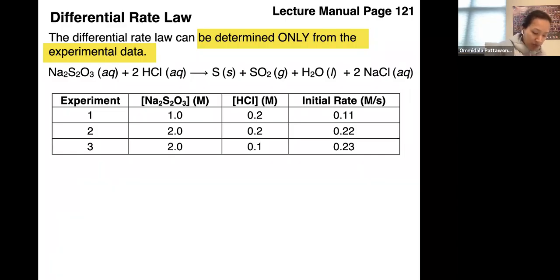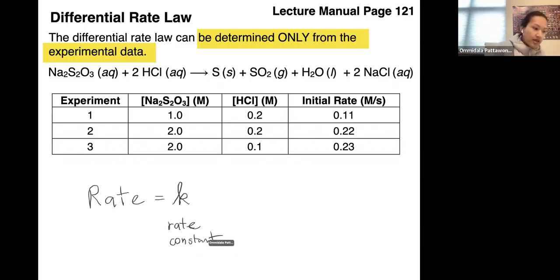The rate law expression always starts with the relationship between rate equal to the concentration, multiplied by a certain constant, K. This constant is the rate constant that I mentioned earlier in the previous lecture video.